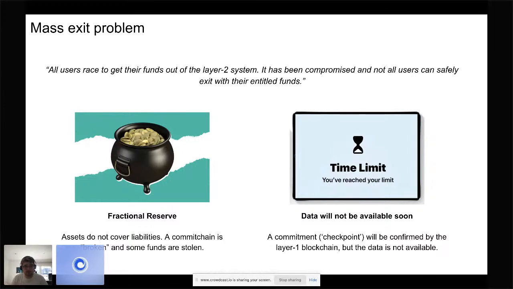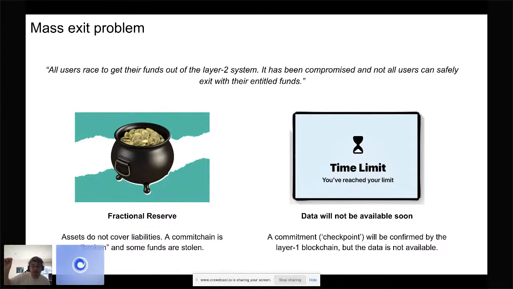So what's a good example of this? One is a fractional reserve. The layer 1 smart contract has 100 coins, but the layer 2 system has 102 coins allocated to their users. The assets don't cover the liabilities, 100 coins versus 102 coins. Well, that will result in all the users racing out to get their money.